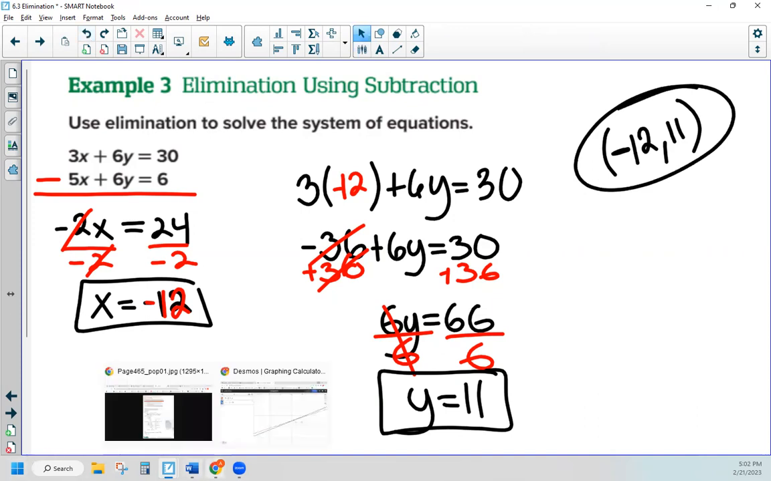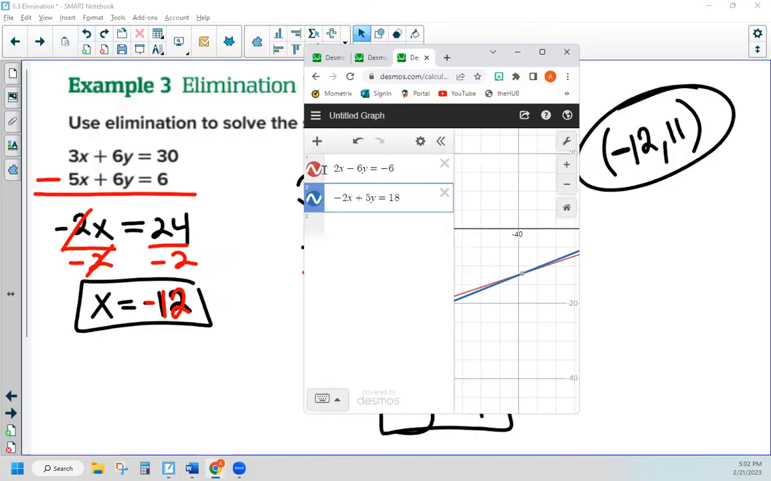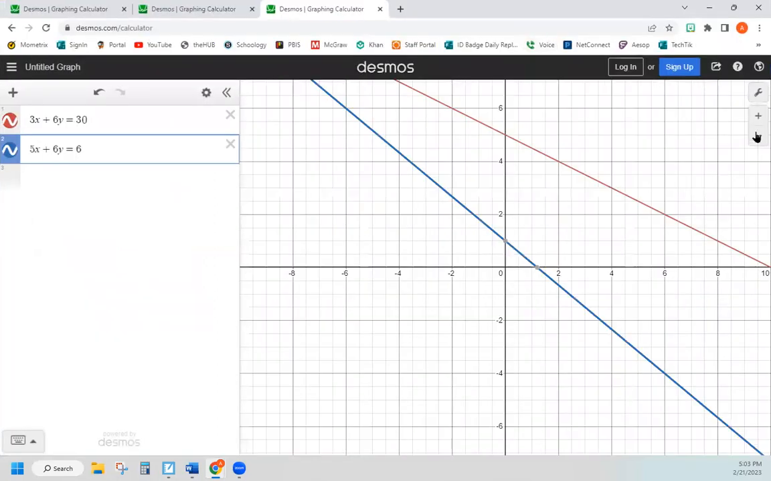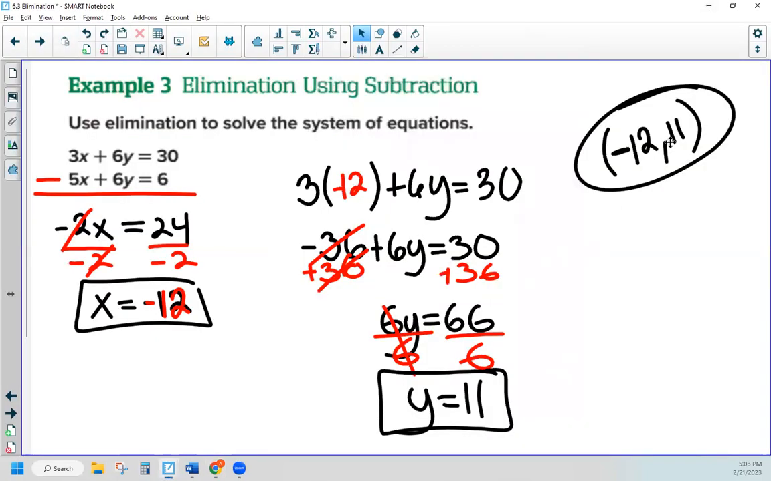All right, let's do a quick check on what we did. Remember that decimals is always going to be your best friend for a quick check in your work. 3x plus 6y equals 30. And we have here 5x plus 6y equals 6. Open this up, back it up, zoom out, find the point of intersection, -12, 11. -12, 11. There it is. All right. We are done with this one.